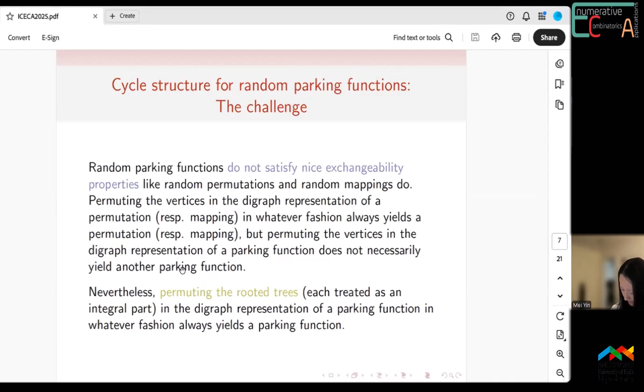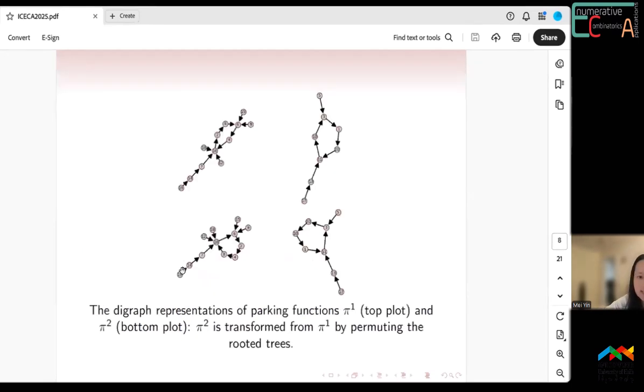But we notice that if you switch the tree components, I mean, the trees attached to the vertices altogether, you still get something back. This enables the cycle structure study for these objects. For example, here we see a parking function on the top graph, and if we switch the trees together with the vertices, we get another parking function back.